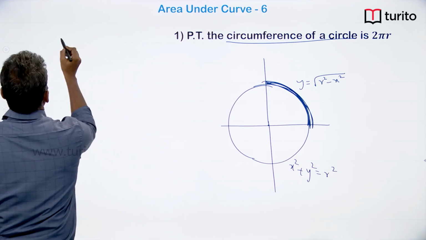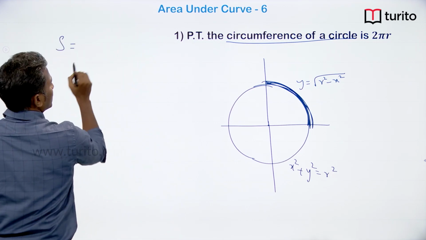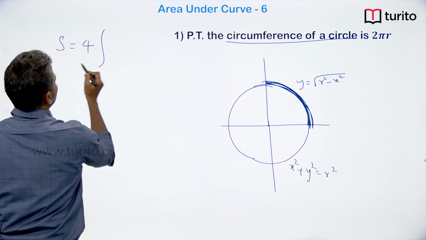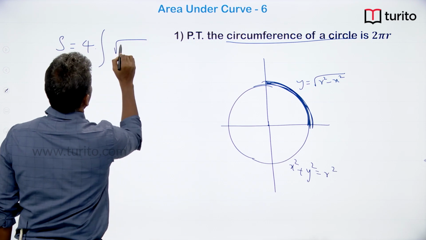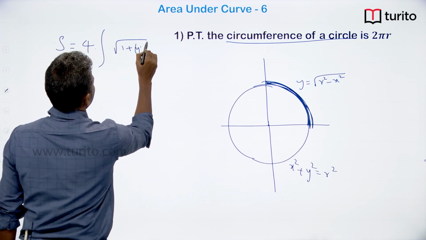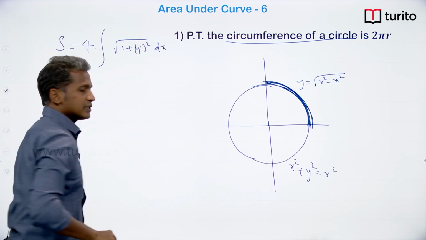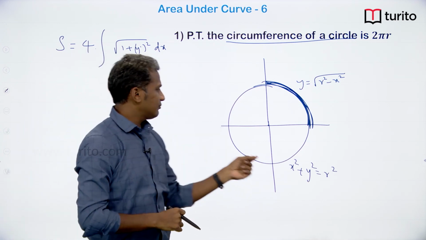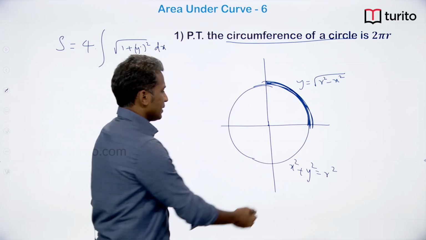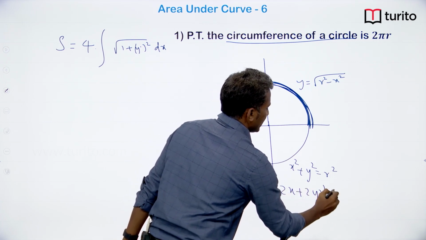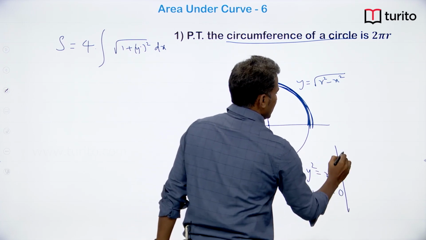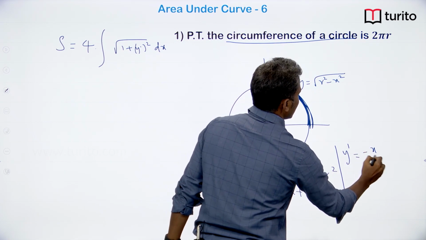So, I can say that the circumference is equal to 4 into the integral of root of 1 plus y dash whole square into dx. We know this formula, but for that we need to differentiate once. If I differentiate, I get 2x plus 2y y dash equal to 0. This will give us y dash equal to minus x by y.